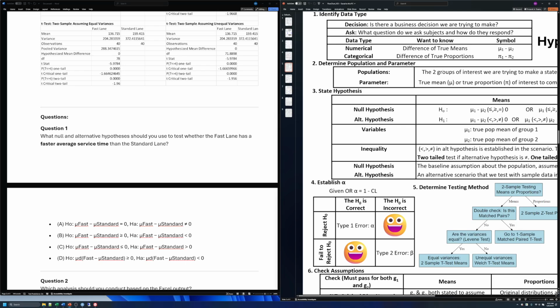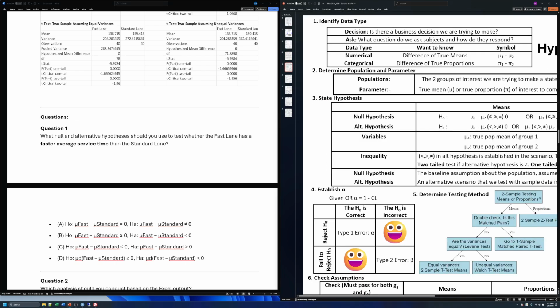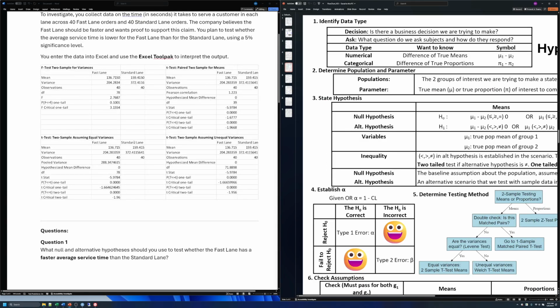So we've got two populations that we are dealing with, right? We're dealing with the true average time that it takes to get through the fast lane and the true average time that it takes to get through the standard lane. We are looking at the true mean time, and we want to see if the fast lane is faster. Okay, so here we're stating our hypothesis.